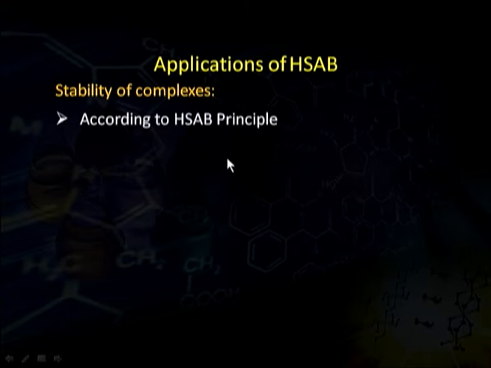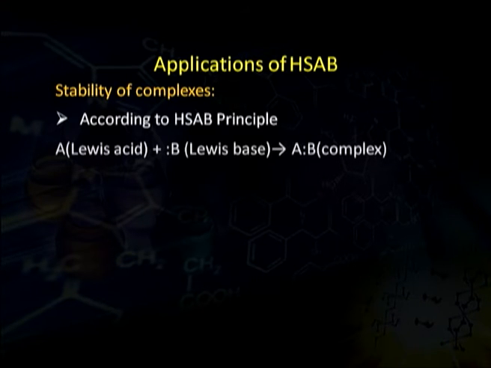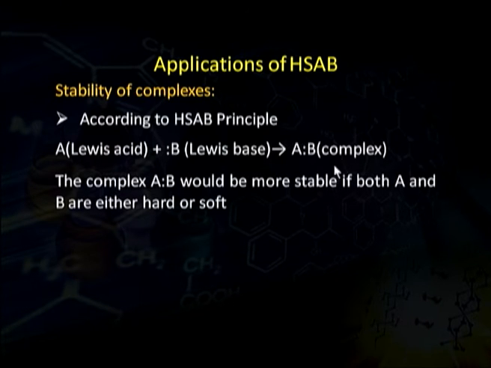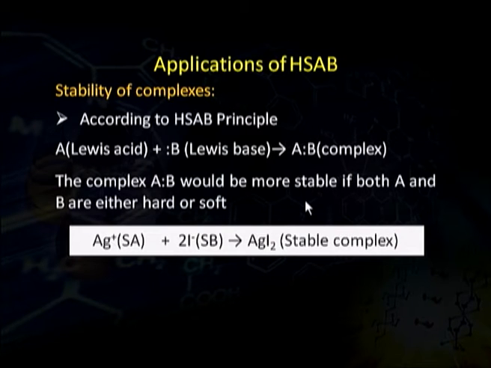The first application of hard and soft acids and bases is the stability of a complex. If we have a thorough knowledge of HSAB, we can tell whether a particular complex would be stable or not. If we look at this reaction, we have an acid A and a base B. These two combine together to form a complex AB. Now, this complex AB would be more stable if both A and B are either hard or soft. If one of them is hard and the other is soft, the resulting complex AB would be unstable.